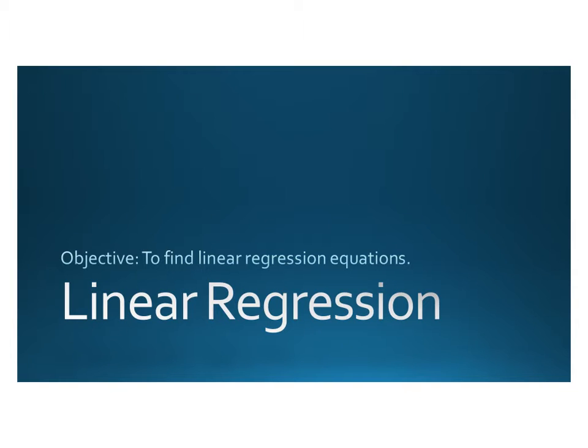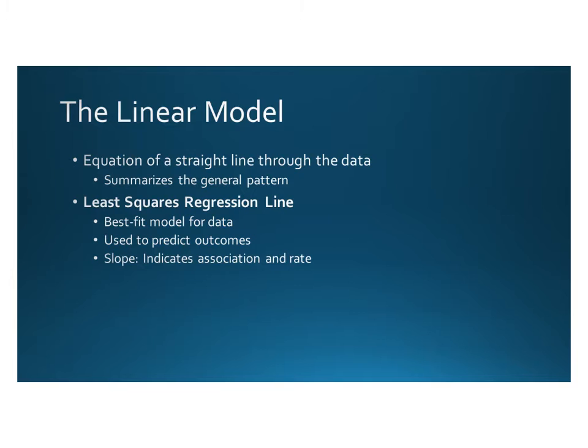Today you will be finding linear regression models. So the linear model, this is the equation of a straight line through the data array. It summarizes the general pattern. And the least squares regression line, this is our best fit model for the data. We use it to predict outcomes, and slope indicates association and rate.